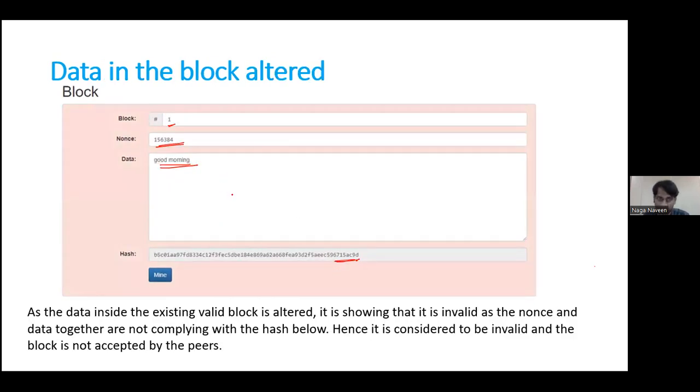The hash got changed by itself because we have changed the data present inside this block. Because it has not yet been validated, it will be called an invalid block. That's why it is showing in red color here.